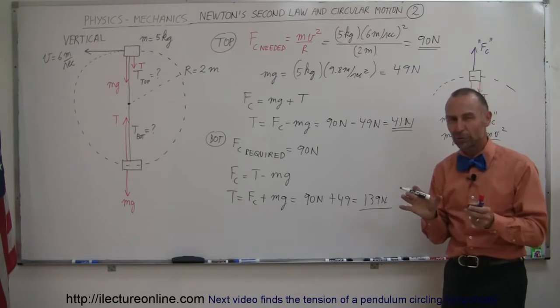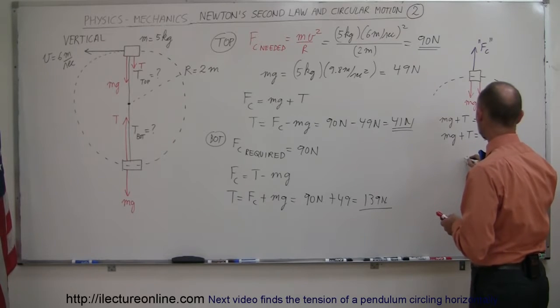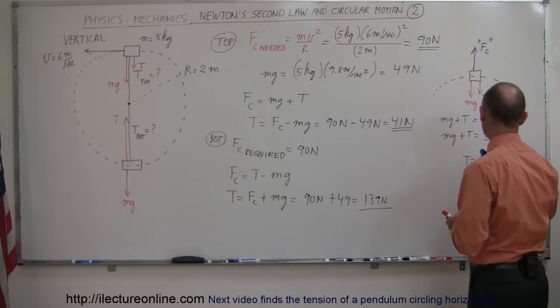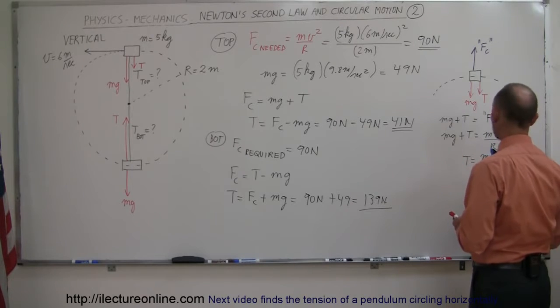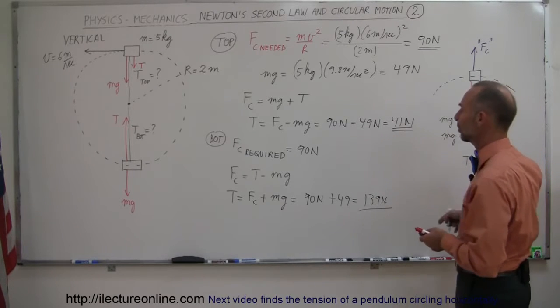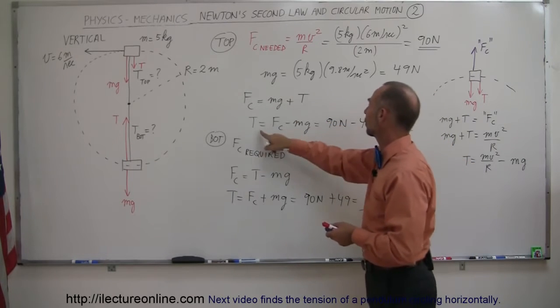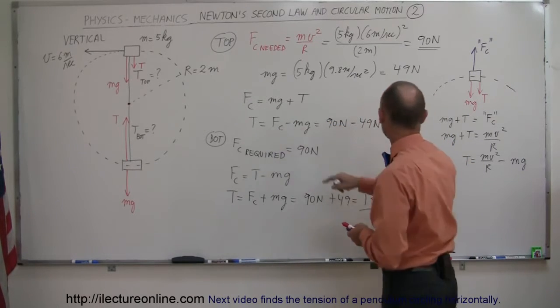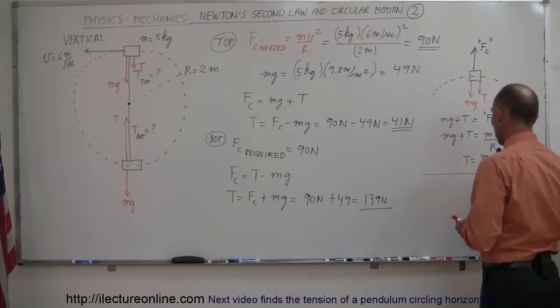In other words, mg plus the tension is equal to mv squared over r, because the equation for the centrifugal force is exactly the same as the equation for the centripetal force. And then you can see that tension is equal to the mv squared over r minus the mg when you put it to the other side, which is the exact same equation that we got right here. Centripetal force equal to this, so the tension is equal to the centripetal force minus mg, or the centrifugal force minus mg.